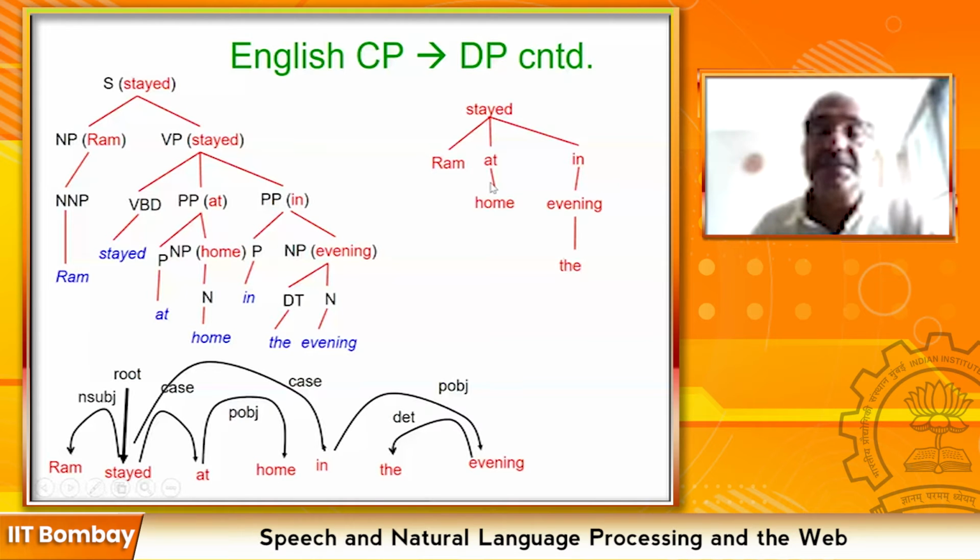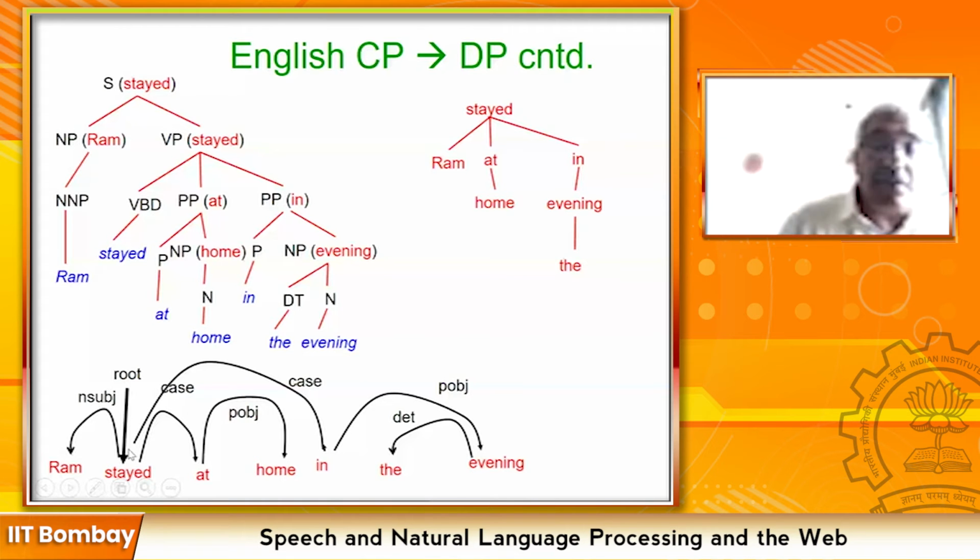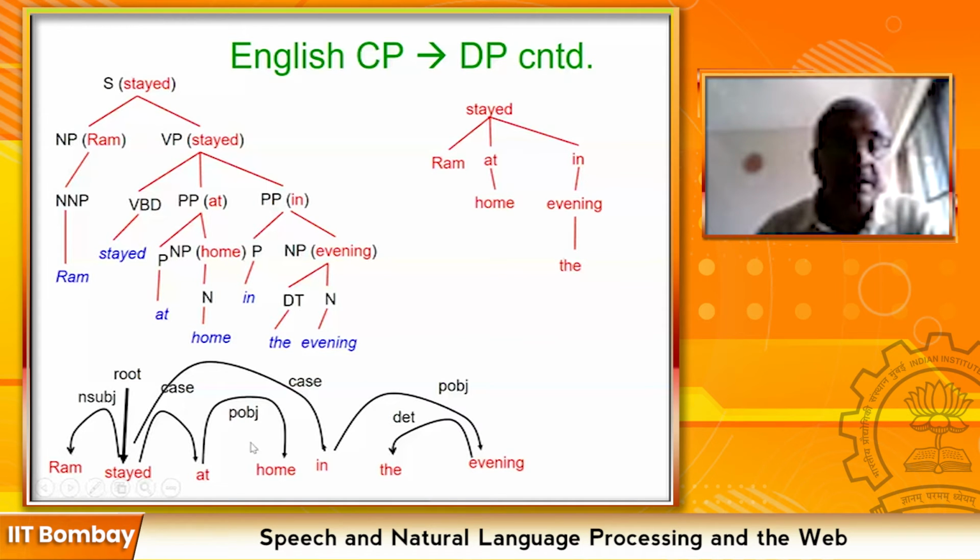Okay. And this tree, stayed, Ram, at, home, in, evening, the, this particular tree is depicted in a different but equivalent form here in the diagram below. Are you looking at the dependency tree on the screen, please? Can somebody verify? Yes, sir. Okay. So you see, I'm simply drawing the tree in a different manner.